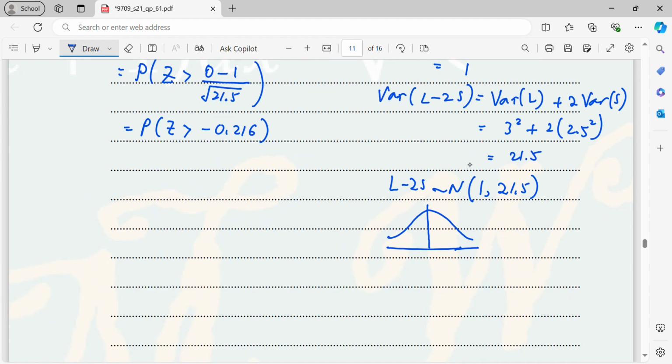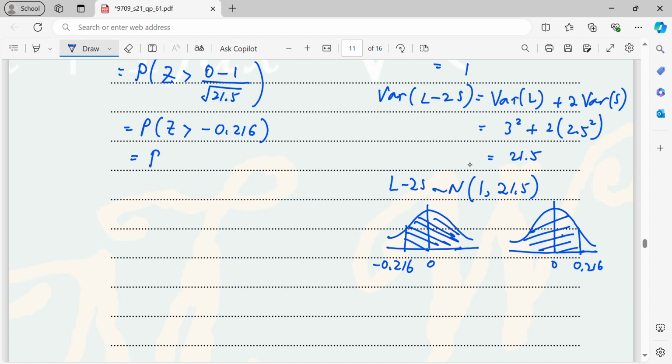Negative 0.216 is on the left side. And this is more than, which means a bigger region. So this region is basically the same as the bigger region after you reflect, because the negative value we can't get from the table. The critical value is negative. That's why I flip it. I reflect it in the line y equals 0, the symmetrical line. So this is your region now.